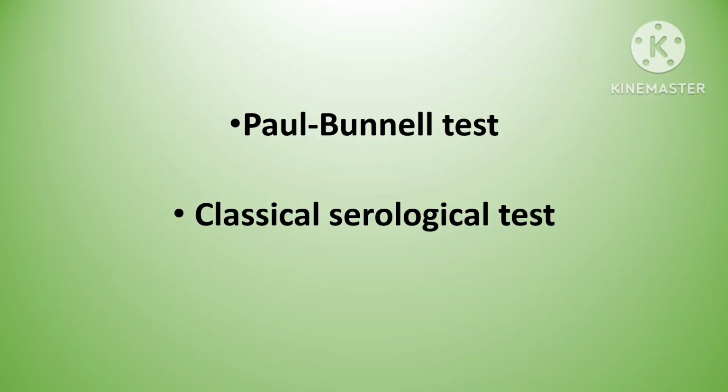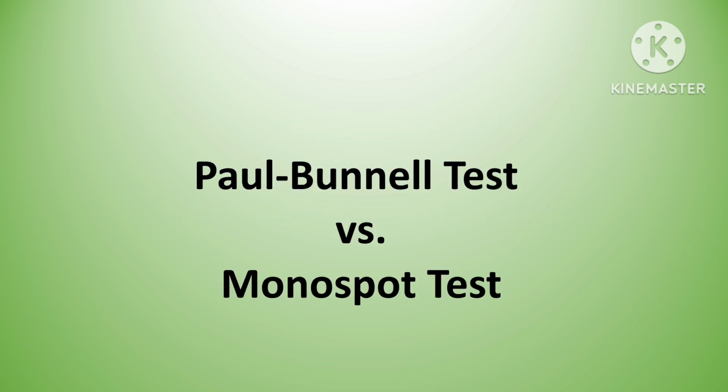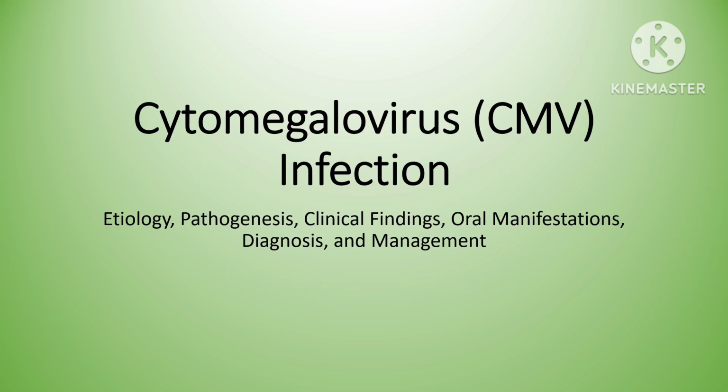The Paul Bunnell test is an older method that also detects heterophile antibodies, but it uses sheep red blood cells and it takes a longer time. Both the tests work on the same principle.